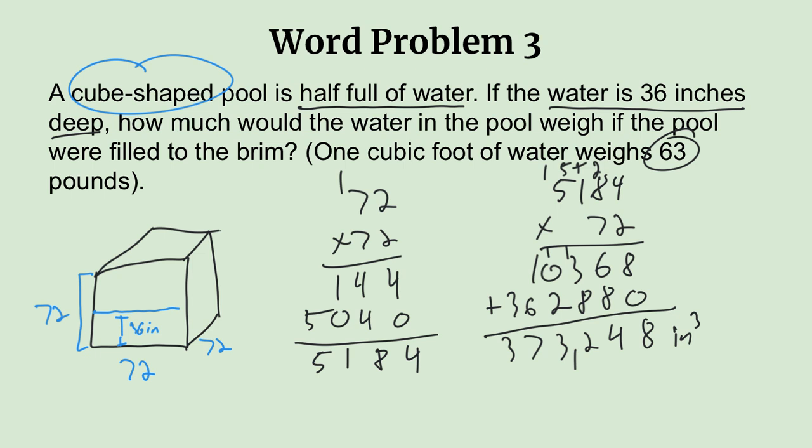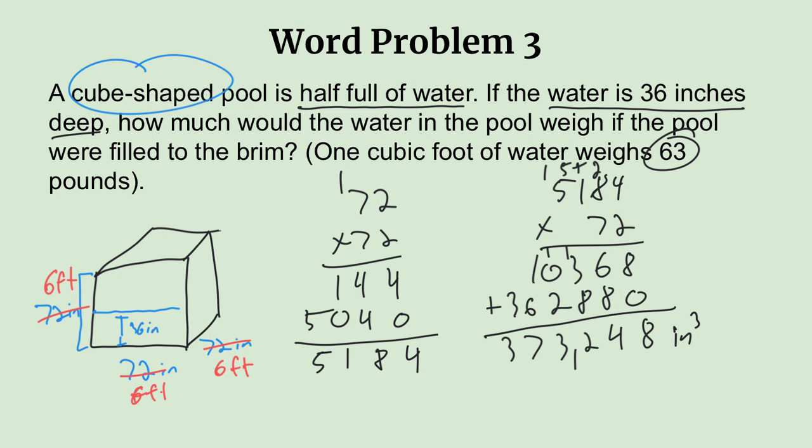Then we're told that 1 cubic foot weighs 63 pounds. This is in cubic inches. So to convert that, really what we should have done in the first place is change these 72 inches over here to feet, which would be 6 feet, 6 feet, and 6 feet. That's going to be a lot easier to work with.